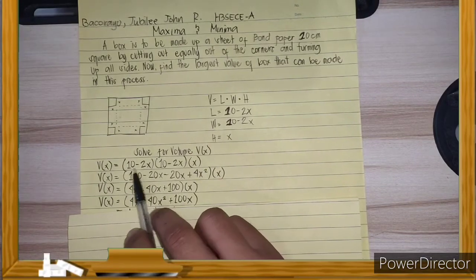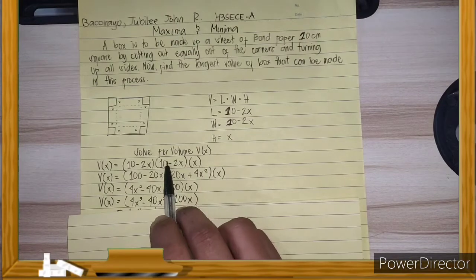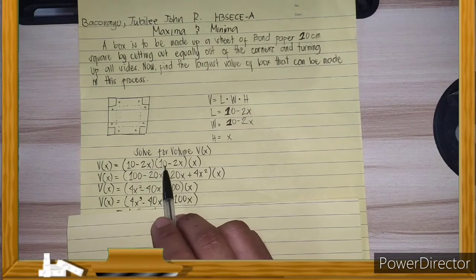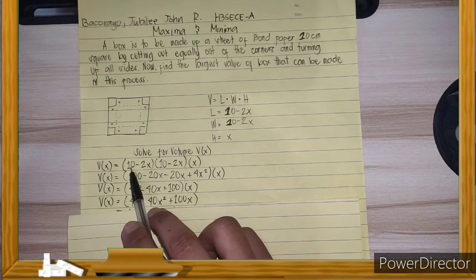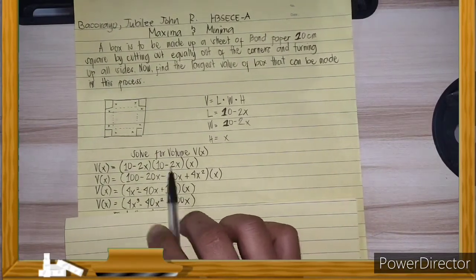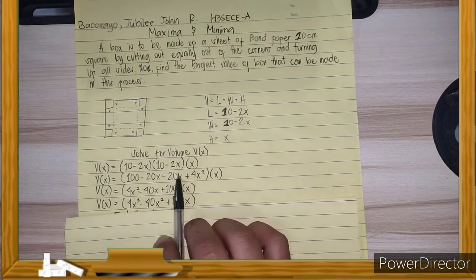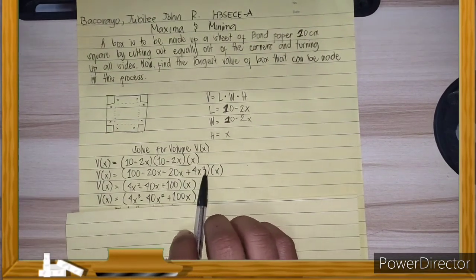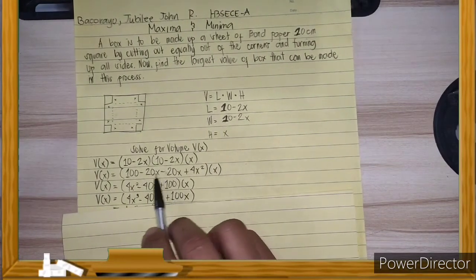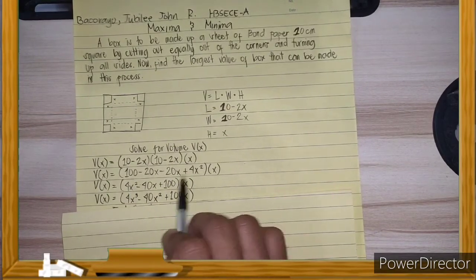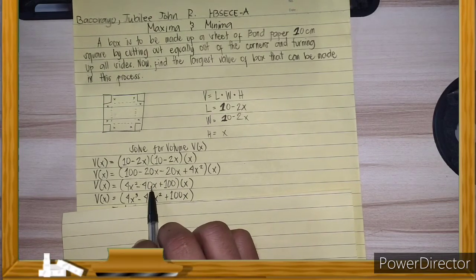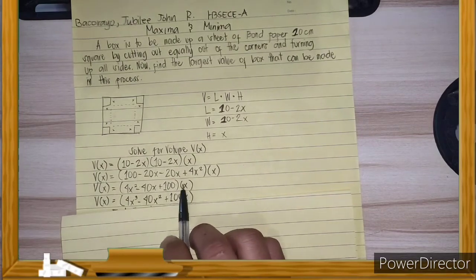So next, in order to simplify these two terms, we need to use the FOIL method. So first, 10 times 10 is equal to 100, and then negative 2x times 10 is equal to negative 20x. Next, 10 times negative 2x is equal to negative 20x, and then last, negative 2x times negative 2x is equal to positive 4x squared, and then copy the x. Next, we need to simplify this term. So it will be 4x squared, copy the 4x squared, and then combine this term. Negative 20x minus 20x is equal to negative 40x, and then copy 100, and then copy that x.